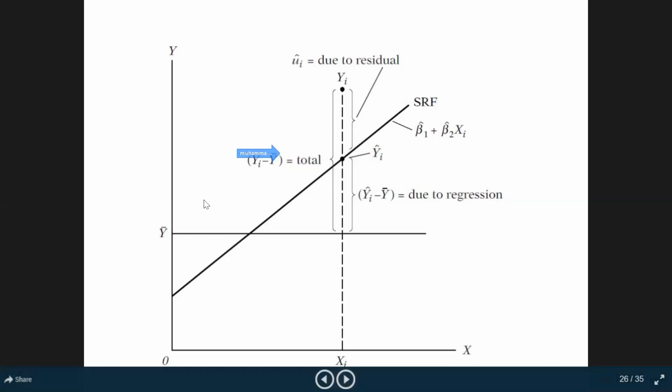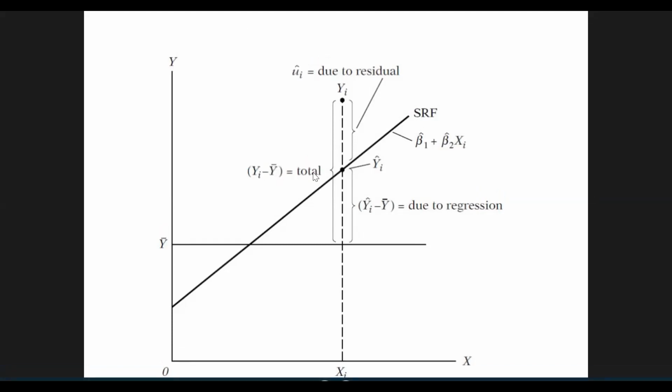Say these are some values of xi, this is the mean, and this is the sample regression function. Now the difference between yi minus y bar is the total variation, because this is yi and this is y bar. This is our fitted regression line. The difference between yi minus y hat is ui hat, and this is yi hat, the estimated value. This value over here is y bar. So yi hat minus y bar is due to regression.